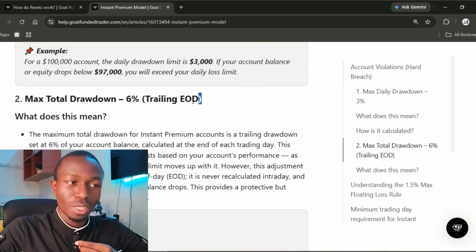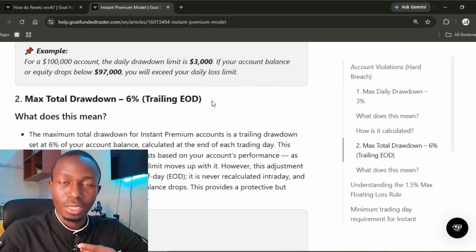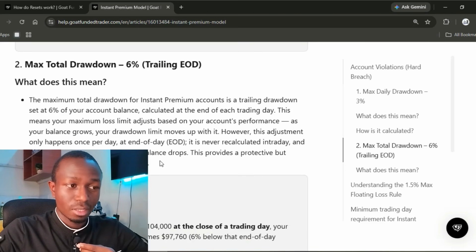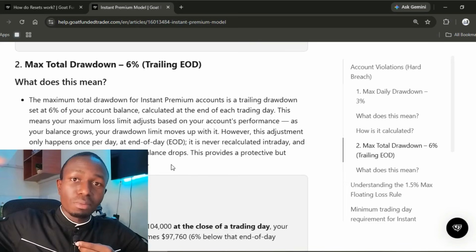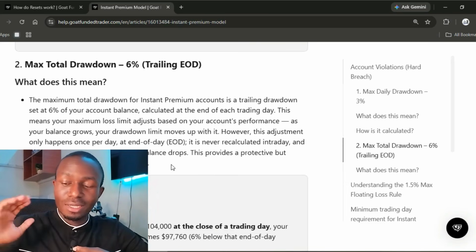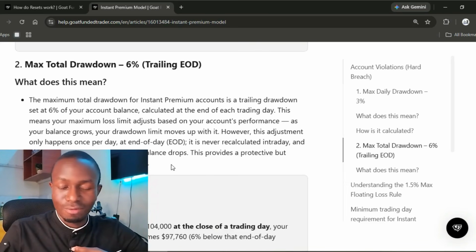The maximum drawdown is trailing at 6%, and it's calculated every end of the day, just once in a day. When the day ends, it's calculated based on your account performance, account balance. So if you go up, the drawdown will go up. It's not like the other accounts where if you have a 10% limit, that's constant.